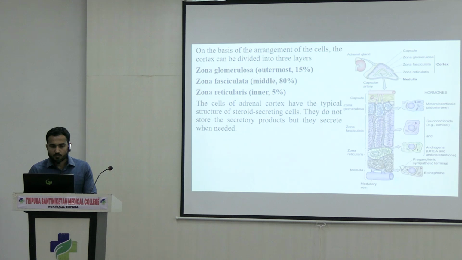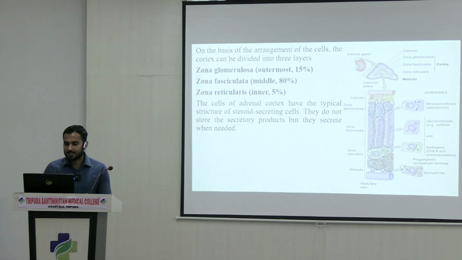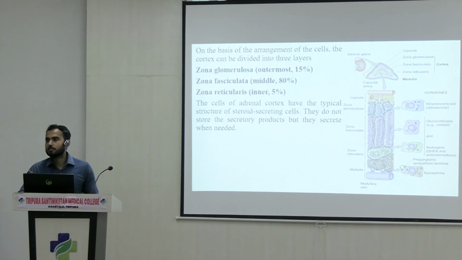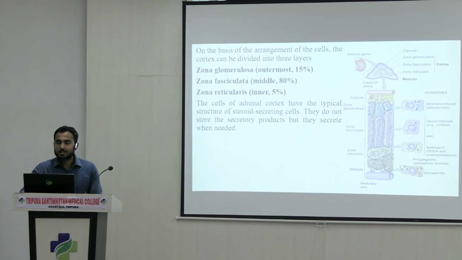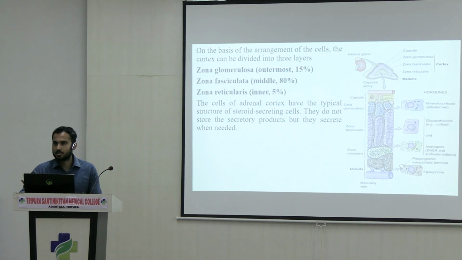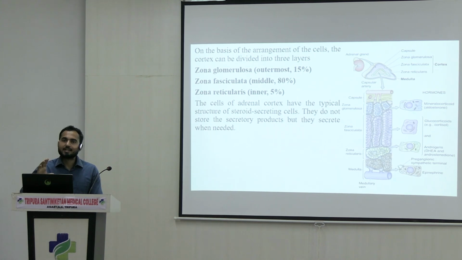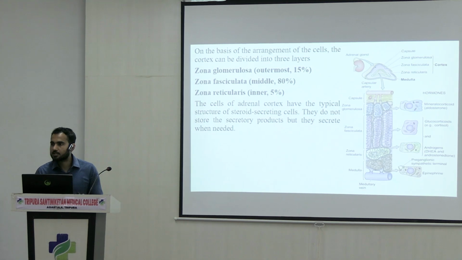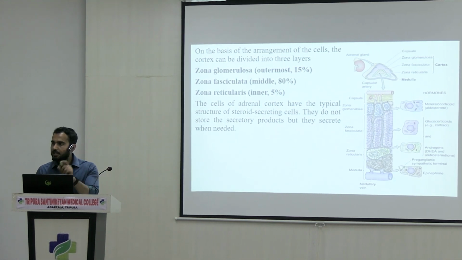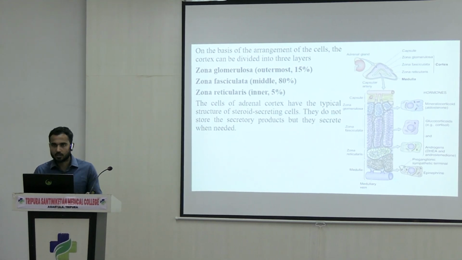Now, on the basis of the arrangement of the cells in the cortex, it is divided into 3 layers. What are they? Zona glomerulosa, zona fasciculata, and zona reticularis. So as I said, the cortex is larger. Approximately 90% of the gland is made up of cortex. Only 10% is made up of medulla.